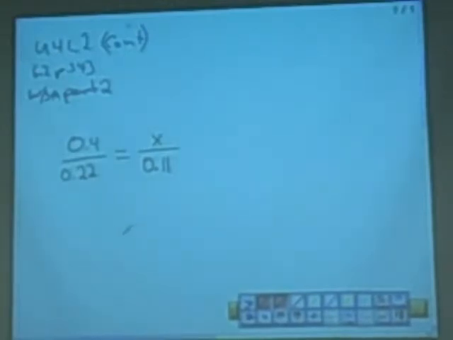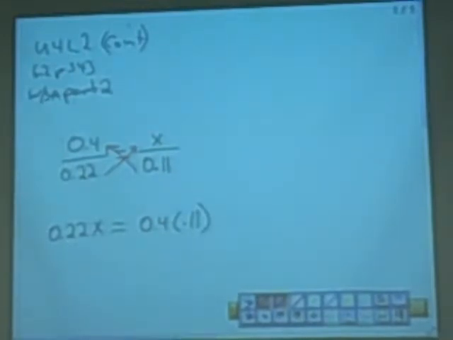All right. So here, one thing that we can do is just go ahead and move the decimal. Or you can just go ahead and cross multiply. Let's just work with the decimals and see how we do with that. So we're just going to cross multiply just the way they are. So we get 0.22x equals 0.4 times 0.11.